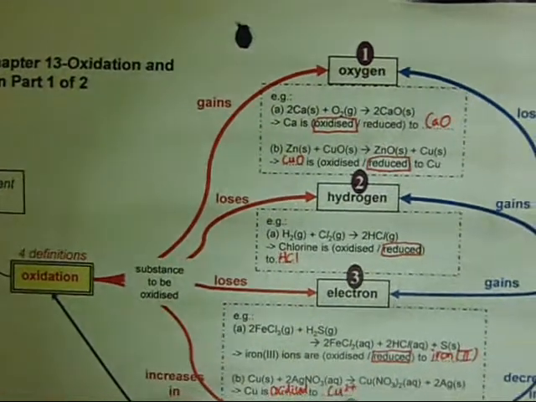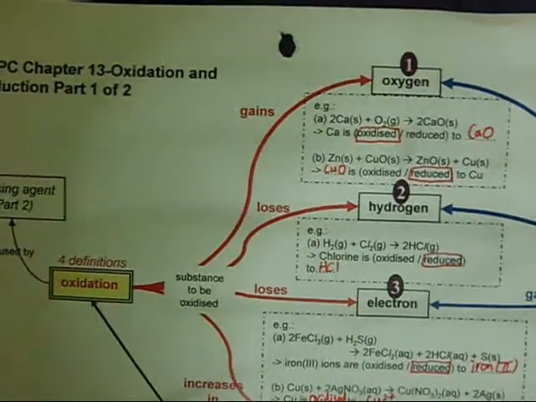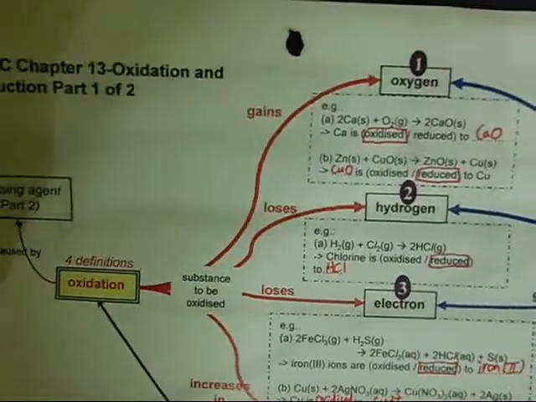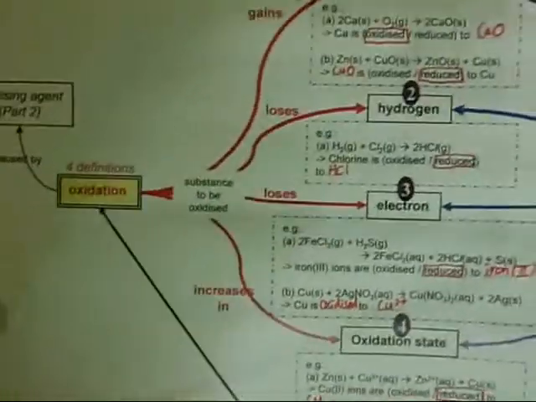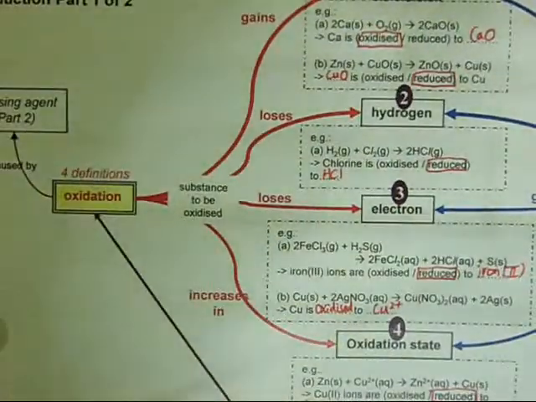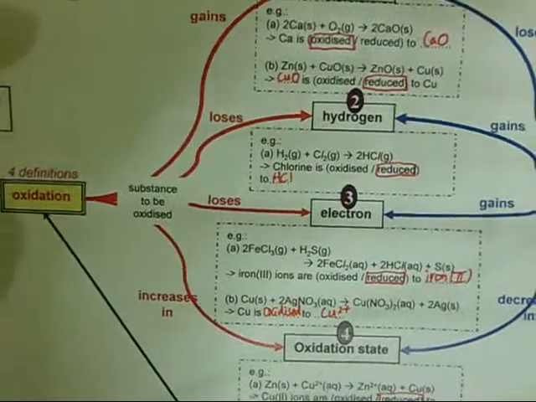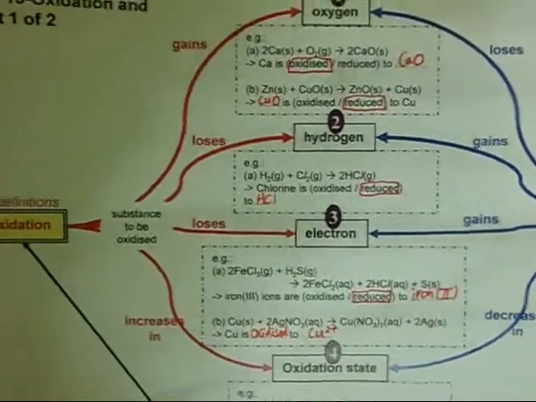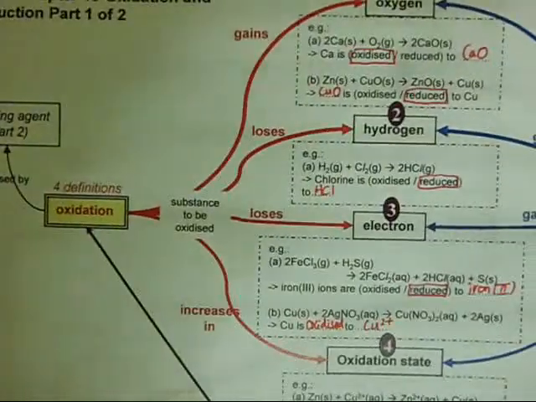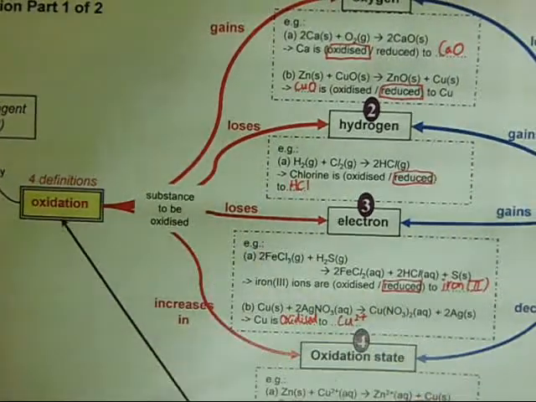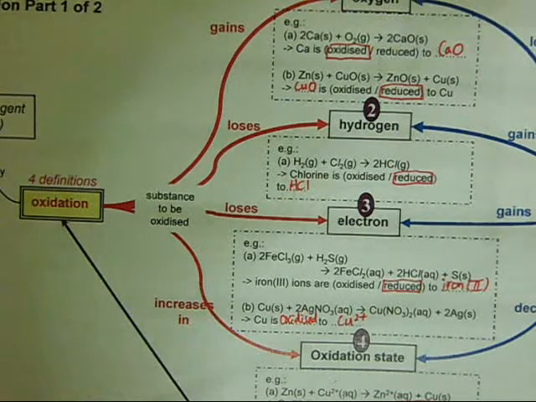This is the mind map for the oxidation and reduction chapter, or the redox chapter. The first thing we need to look at is the definitions for oxidation and reduction. Oxidation and reduction are opposite of each other. For oxidation there are 4 definitions, and for reduction there will be another 4 definitions, and they are just opposite of each other.